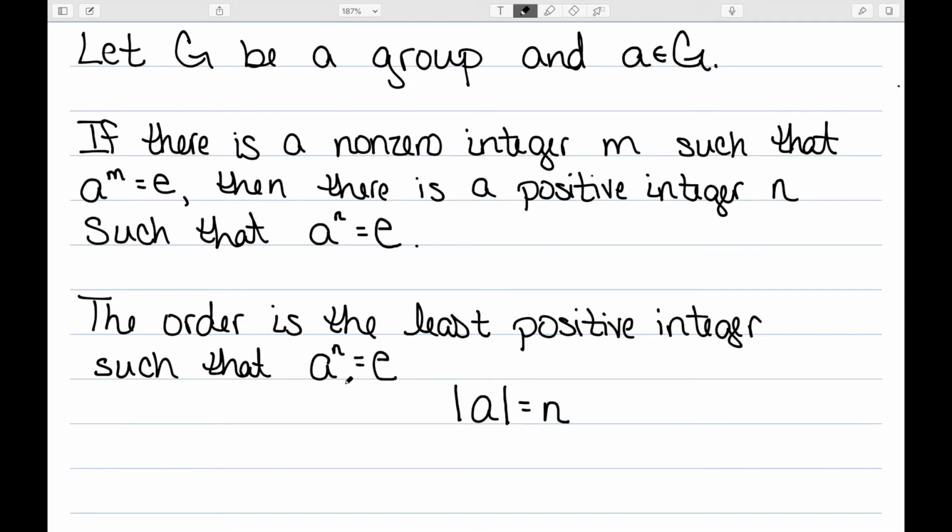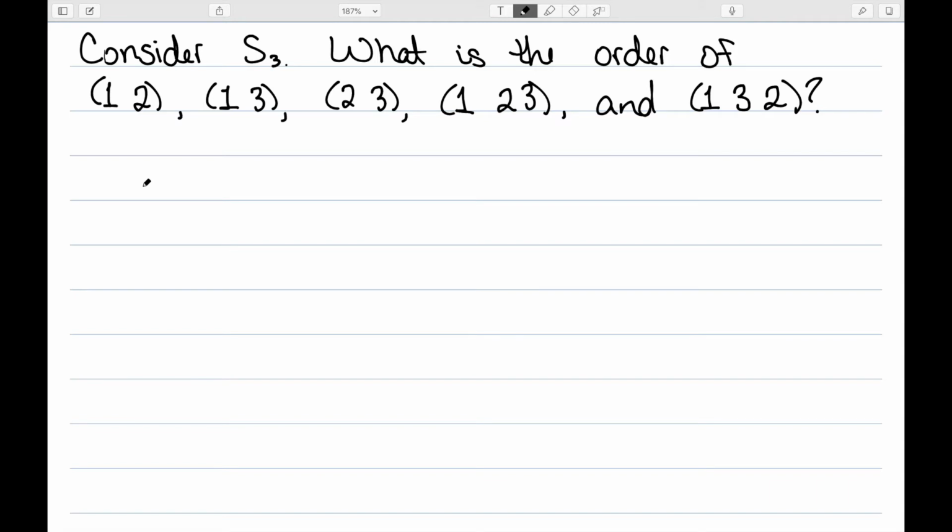Let's look at an example. Let's consider the group S3. Let's find the order of each of these elements. Let's start with (1 2). If I were to multiply (1 2) by itself, well, 1 maps to 2, and 2 maps to 1, so 1 maps to 1. 2 maps to 1, and 1 maps to 2, so 2 maps to 2, and 3 stays the same. So the order of this element (1 2) is going to be equal to 2, since I had to square it to get back to the identity.